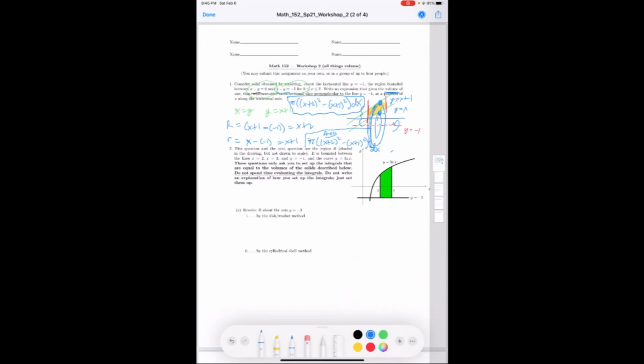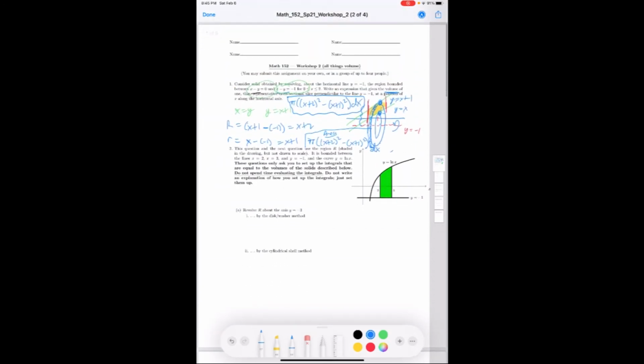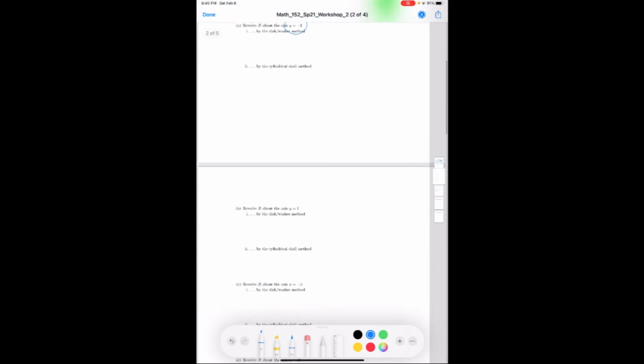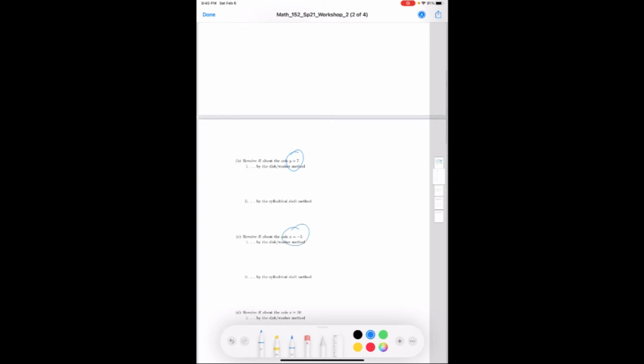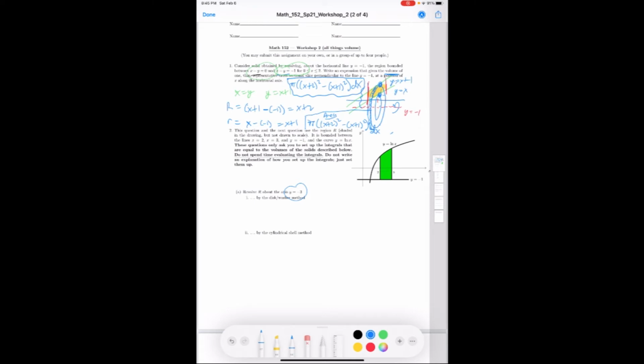In question 2, if we scroll here, you'll see that I'm asking you to take this green region and revolve it about various lines, of which the first two are horizontal lines, and the second two are vertical lines, x equals -5 and x equals 10. The significance here is that whether you use x or y depends on the combination of A, is the axis horizontal or vertical, and B, which method are you using, because in both cases they're switched. So in the case of a horizontal axis by the disk washer method, this is going to be a dx integral.